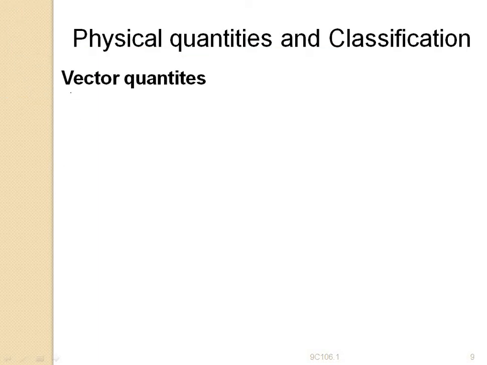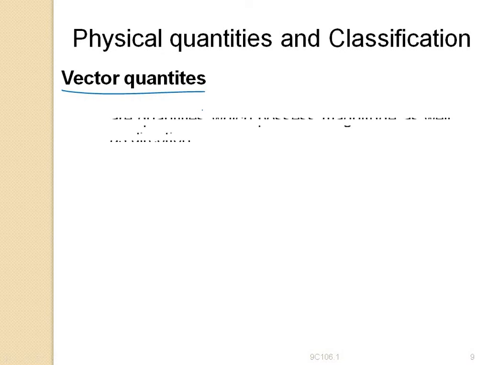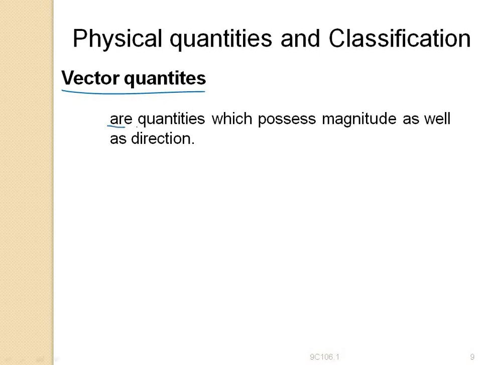And the next is vector quantities. The difference between scalar and vector quantities is very important. This should be kept in mind. Vector quantities are quantities which possess magnitude as well as direction. Comparing scalar and vector quantities, you can observe that vector quantities possess magnitude as well as direction, whereas scalar quantities have only magnitude but no direction.